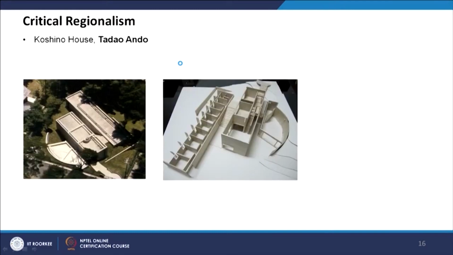So this is Koshino House by Tadao Ando. If you look at this, this is a rectilinear building, and this rectilinearity is not coming from internationalism. This rectilinearity is coming from the Buddhist philosophy of minimalism, which is a local concept, and that's how he becomes a critical regionalist architect.